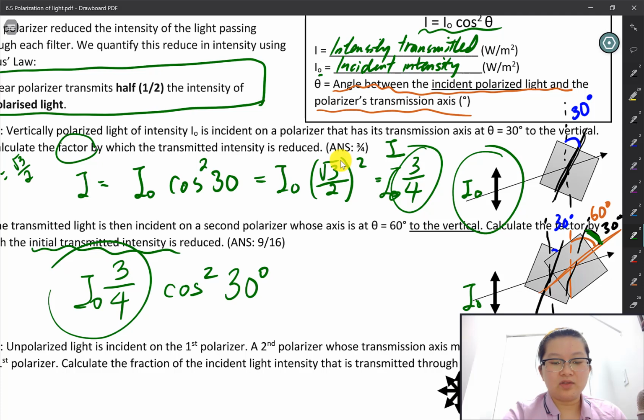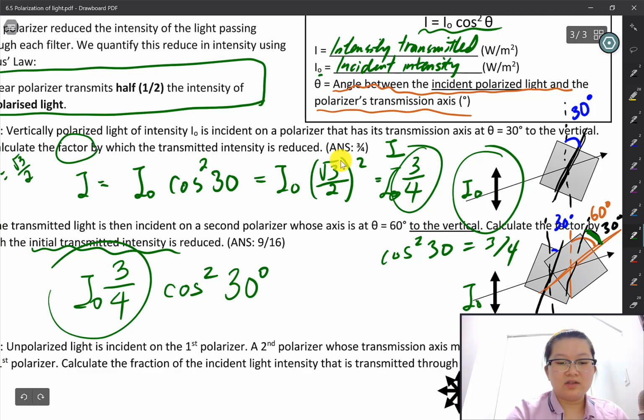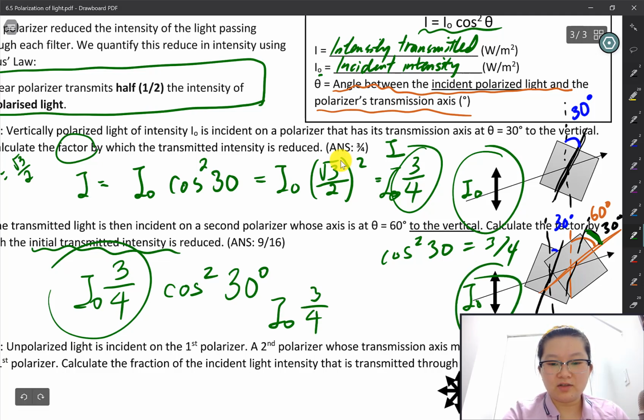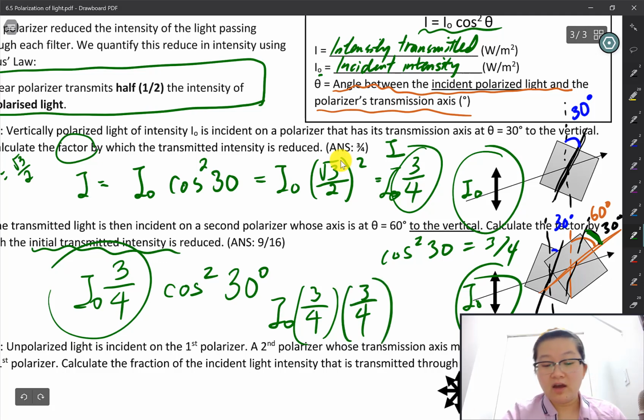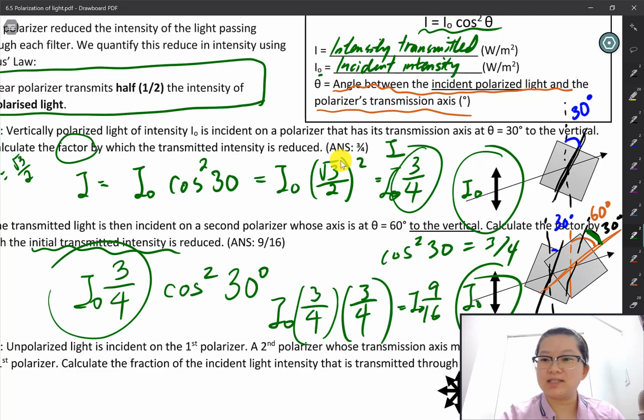So we have to multiply by this new factor, which we know is cosine squared of 30, which is 3/4. So essentially what we're doing is taking our initial intensity, and after going through the first polarizer, we multiply by 3/4. Going through the second polarizer, we multiply by another 3/4, in which 3 squared is 9, and 4 squared is 16. So the factor by which the light is reduced is 9/16, right there. And that's our answer.